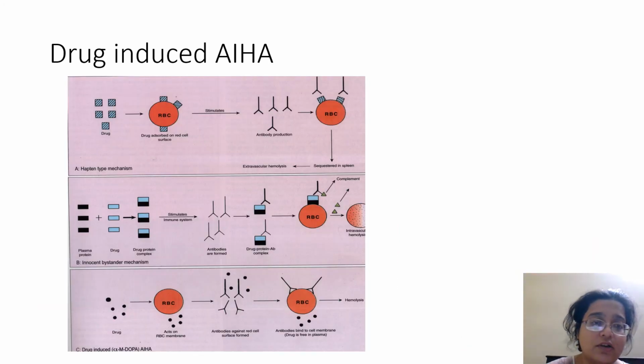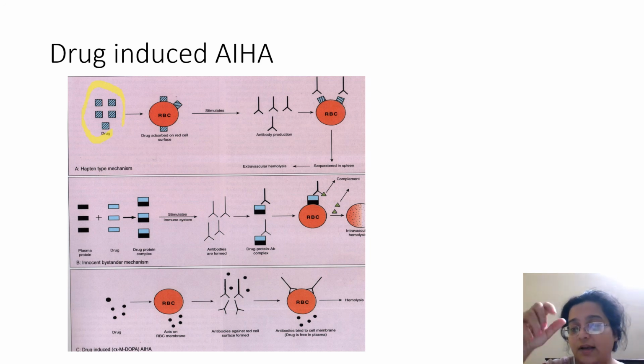Drug induced autoimmune, again this is a very simple diagram showing that a hapten is an incomplete protein which, when it combines with a cell, can cause injury. By itself it will not do anything, but when it gets a medium to cause an injury, then only it will act. It's kind of an inactive half protein. So when this goes and combines with an RBC, it can cause an antibody mediated injury.